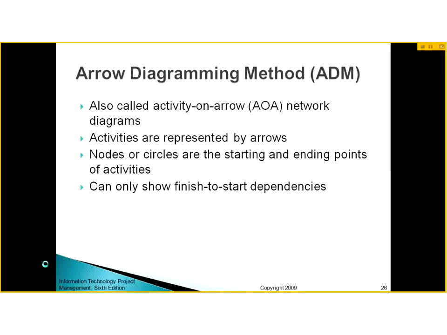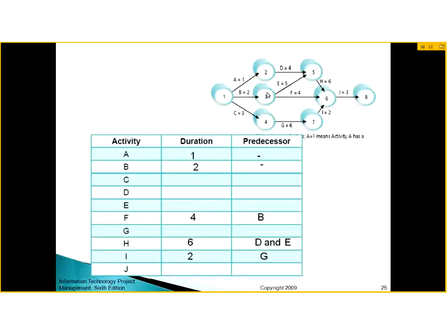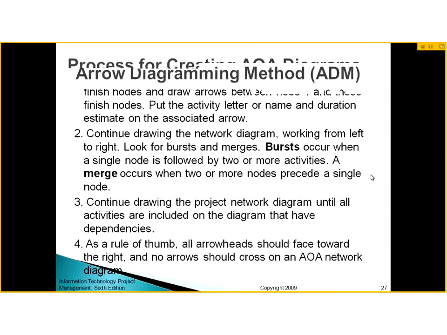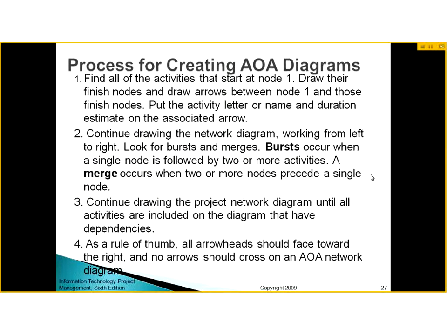So this is called activity on arrow network diagram. Activities are represented by arrows, with nodes and circles at the starting and ending points of activities. But this can only show finish to start dependencies. E and F can start when B is finished, D can start when A is finished, H can start when D and E are finished. But we have other types of dependencies as well.